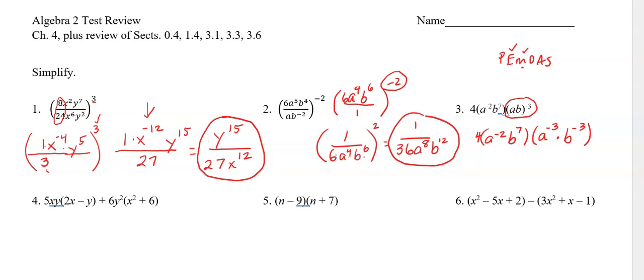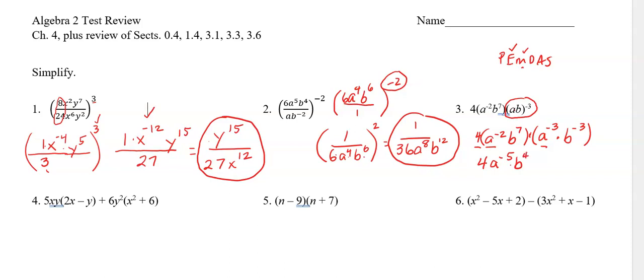All right. And now I'm going to multiply. So if you want to think of it like this, I'm going to have a coefficient of 4 times a coefficient of 1. So 4 times 1 is 4. And then for the variables that match, when I multiply, I add exponents together. So it's like a to the negative 2 plus negative 3 power, which makes negative 5. And b is going to be to the 7 plus negative 3 power, which is 4.